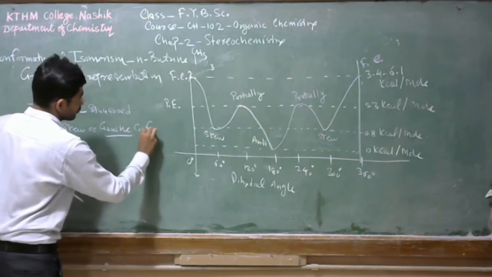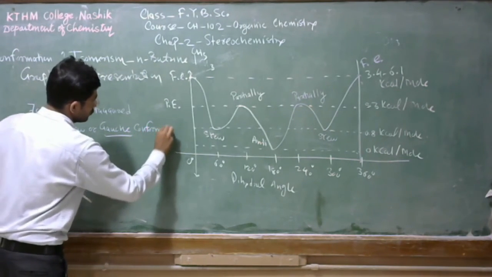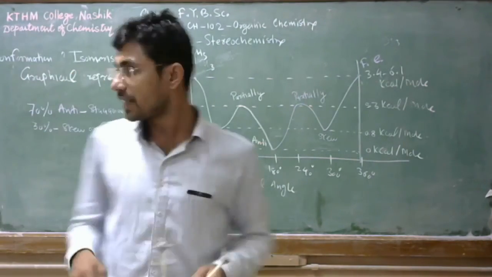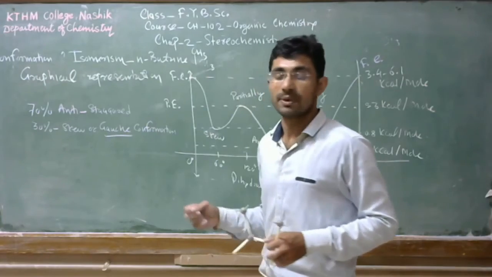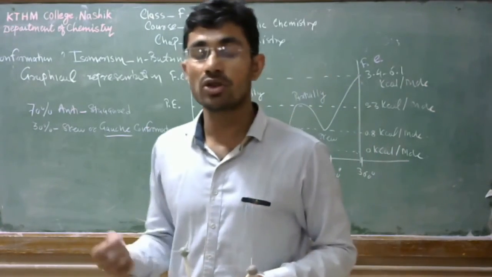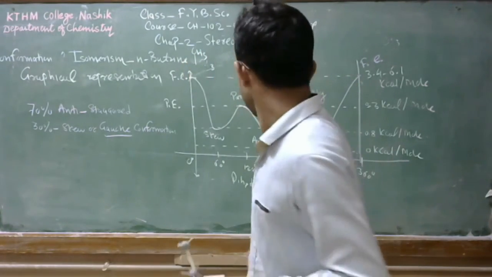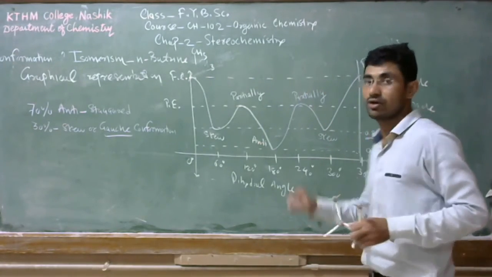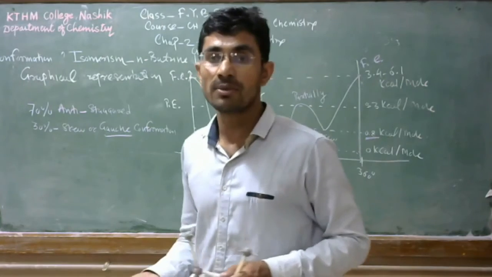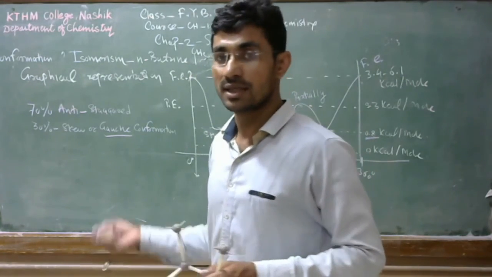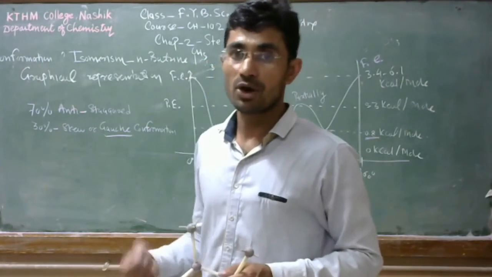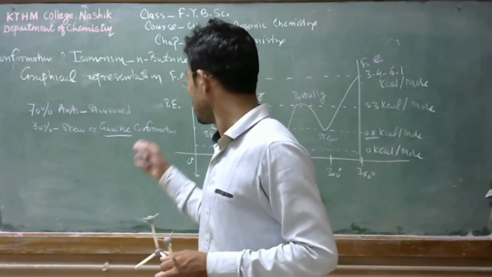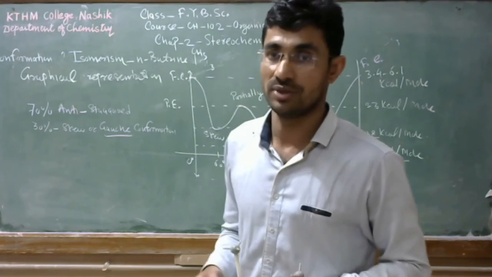Suppose we want to separate these two conformations; at that time we cannot easily separate them. Why? Because you know that very well, we only need how much energy for the skew or gauche conformation? 0.8 kilocalorie per mole. So at room temperature, this energy is easily available to the molecule. Because of that, we cannot easily separate the anti and skew or gauche conformations from each other.